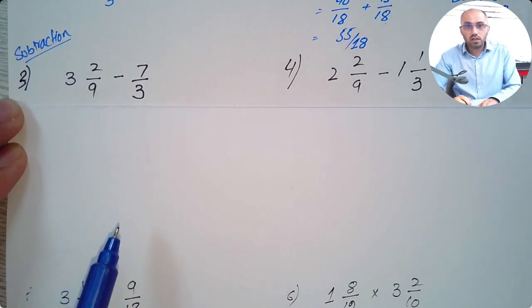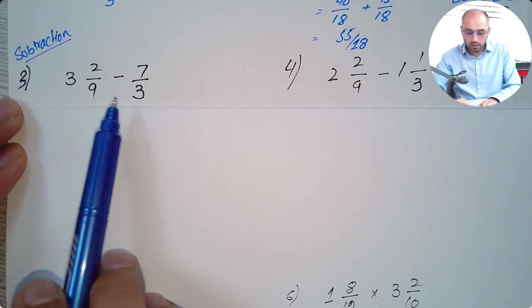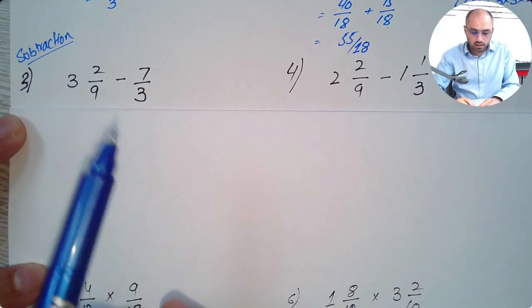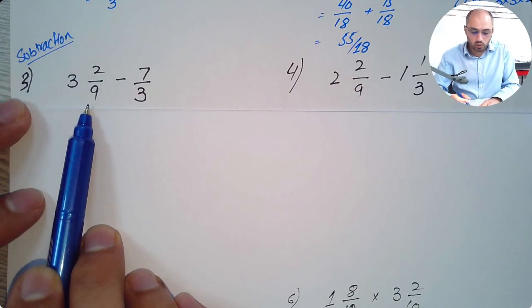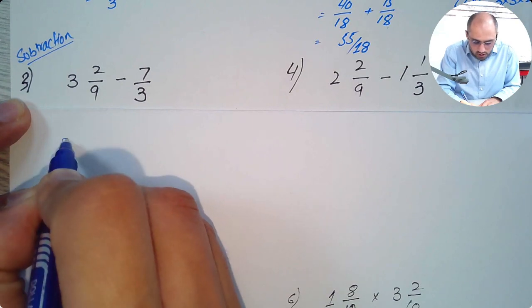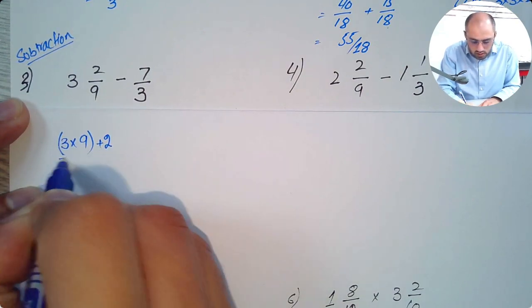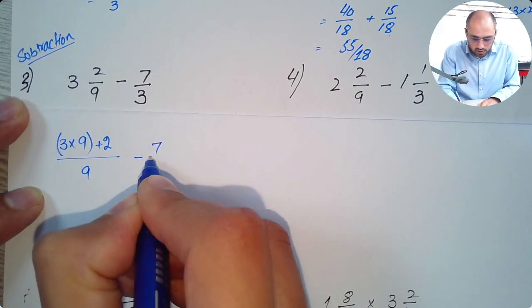Now, the first thing that I'll check is, can the fraction part of the mixed number be simplified? In this case, it cannot be simplified. The fraction itself here cannot be simplified. I will go ahead and convert this mixed number into an improper fraction. We'll follow the same approach. We'll multiply 3 times 9, add 2, the denominator remains the same, which is 9, take away 7 over 3.